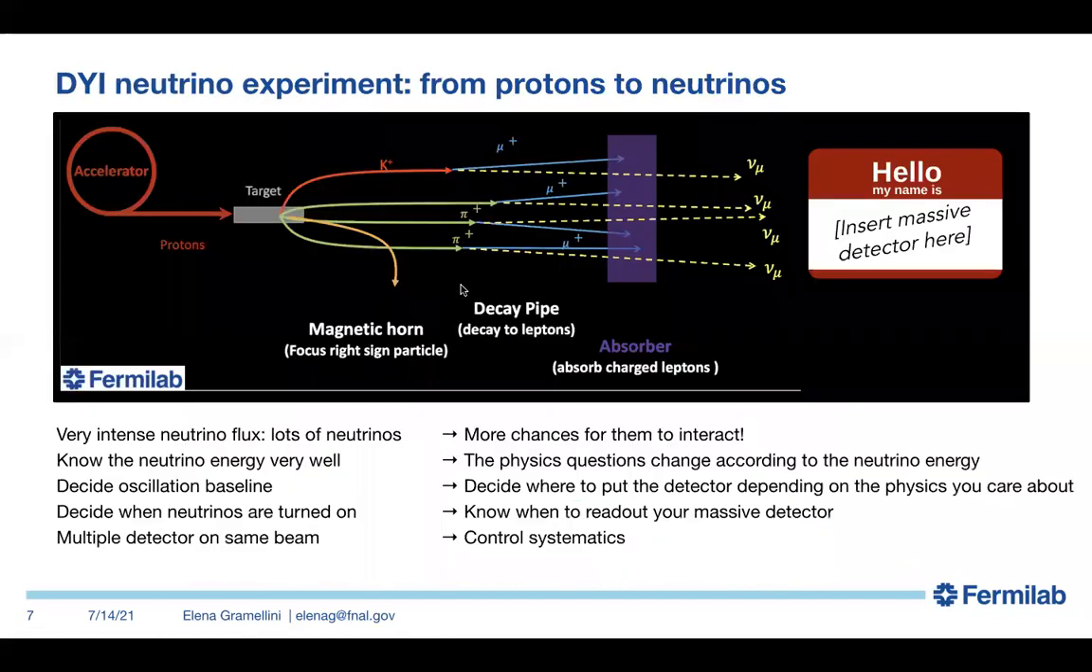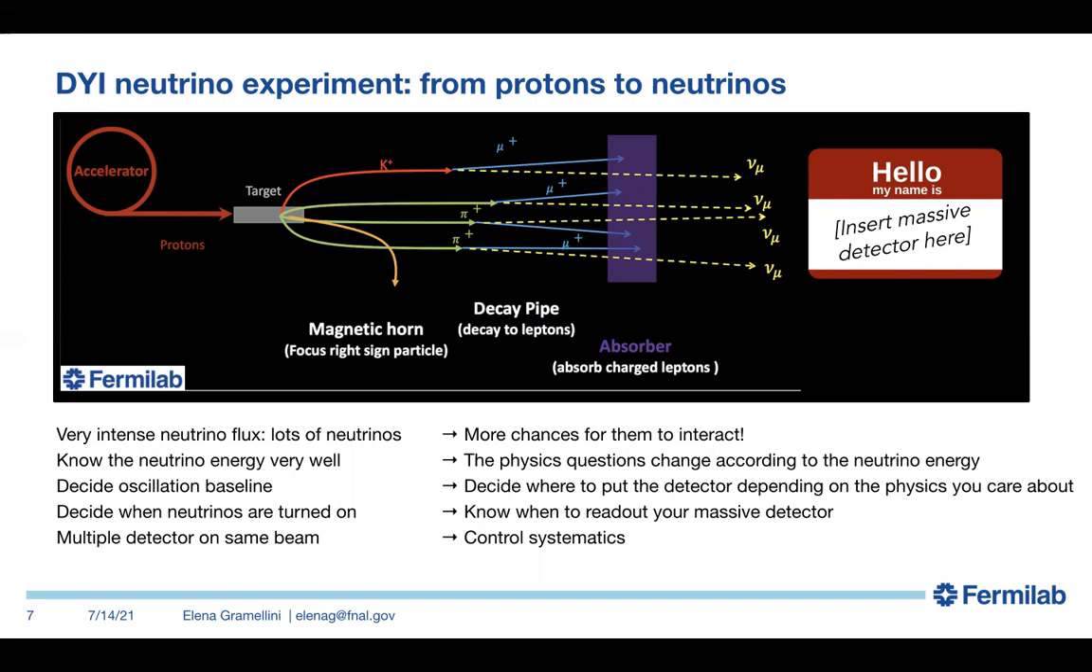Okay, so how do you make a neutrino beam, or how do you make a neutrino experiment? As I was telling you, you start with your protons. So you start with your accelerator complex, and you smash them on a target. This interaction will produce a number of particles. And you care only about some of them. In particular, you care only about kaons and pions.